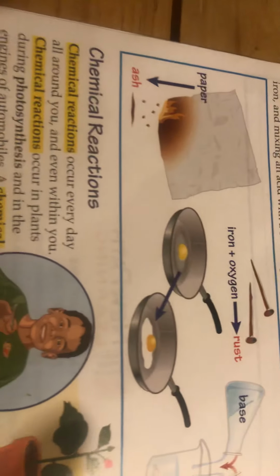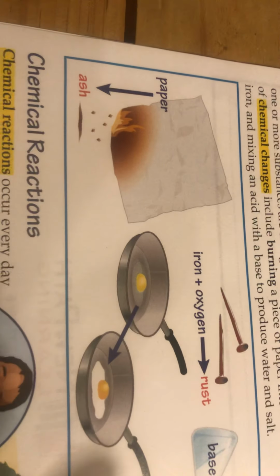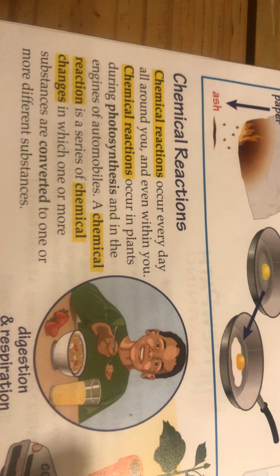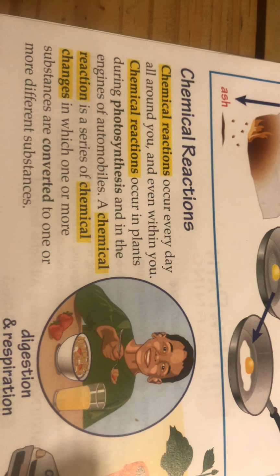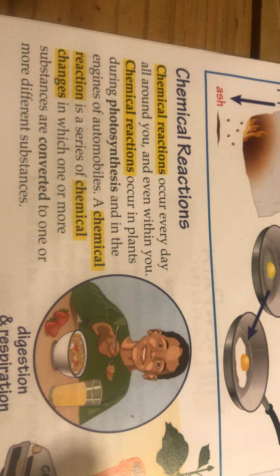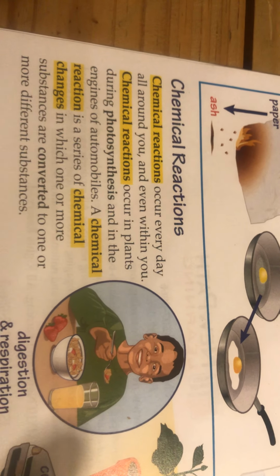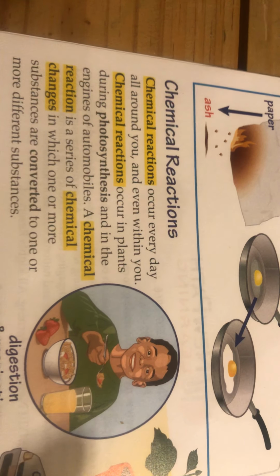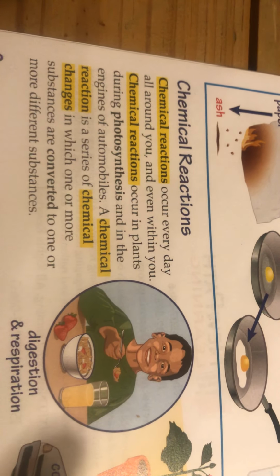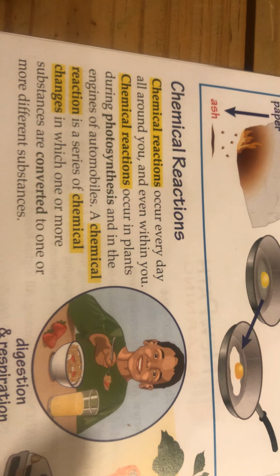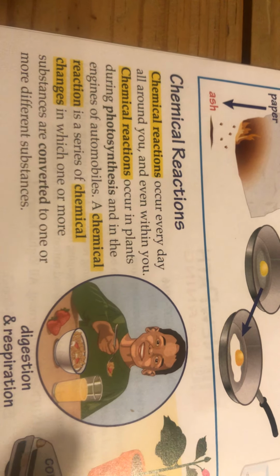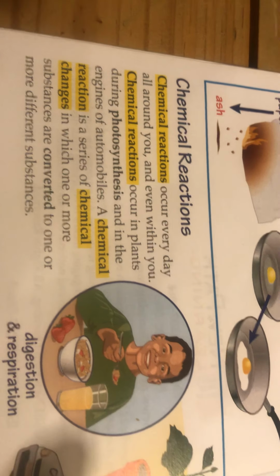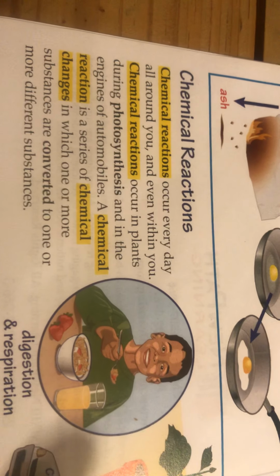Okay? Chemical reactions, and you can see here, chemical reactions occur every day all around you and even within you. Chemical reactions occur in plants during photosynthesis. That's when a plant takes in light and water and carbon dioxide, and it turns it into sugar, okay? And in the engines of automobiles, I talk about it lots of times when I give you an example, a chemical reaction takes gasoline and turns it into different substances.